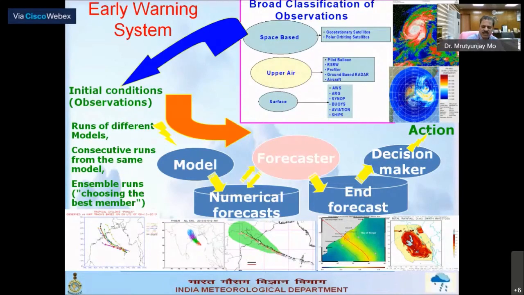The black line is the actual track of the cyclone, and the red line is the forecast. So you will find that the black and red lines coincide with each other 5 days in advance. That has been the achievement because of the development of technology and investment in this sector. Accordingly, we also provide the rainfall forecast, wind forecast, and storm surge forecast.